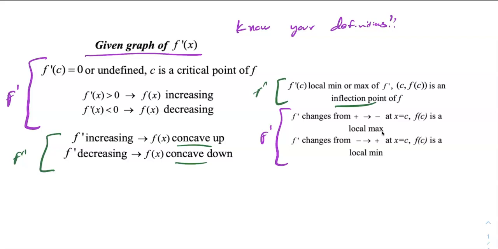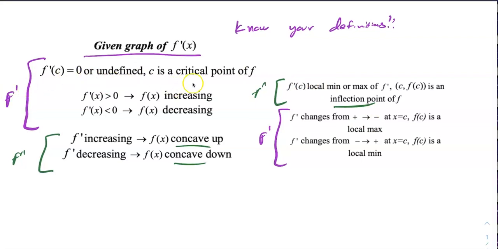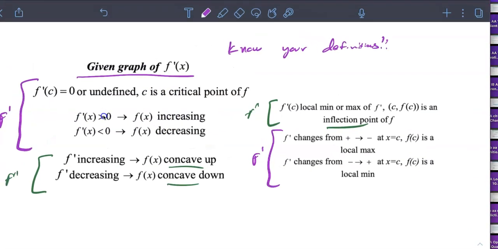First, let's talk about the stuff that's given the first derivative. That's just based on your definitions. You have the first derivative. So if you want to find the critical points, just know your definition. The critical points are where the derivative equals 0 or is undefined. So on your graph, you just look for 0 or undefined. If you want to find where f of x is increasing or decreasing, just know your definitions. It's where the derivative is positive or negative.